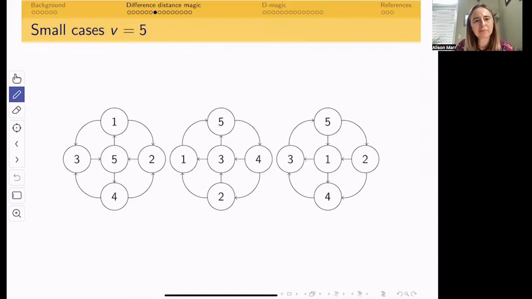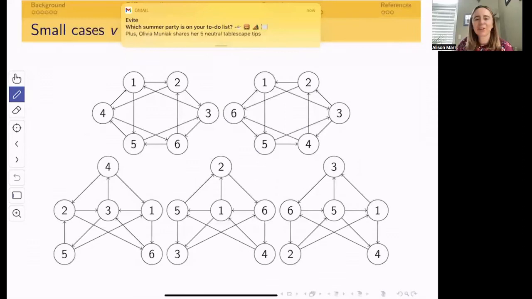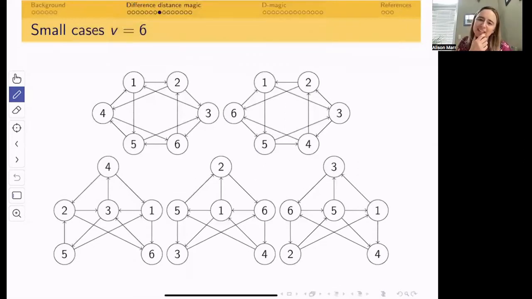So these are the first few cases for v equals 5, and doing a similar process of examining the possible in and out sums at vertex 6, we also have these examples here as the 6 vertex graphs. These are the only oriented graphs on 6 vertices that also have this property. Again, 2 underlying structures with slightly different orientations.